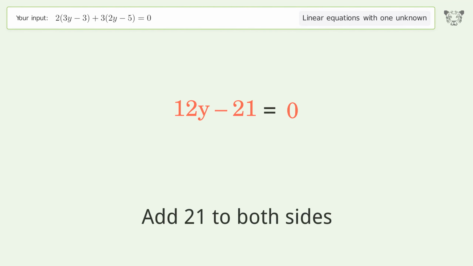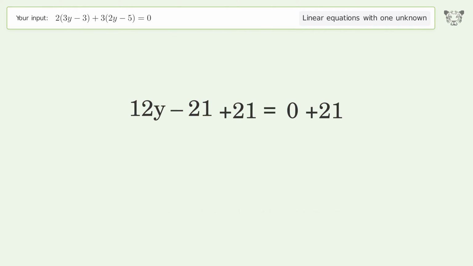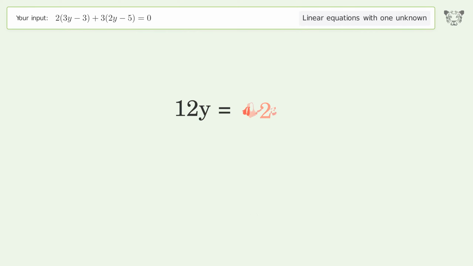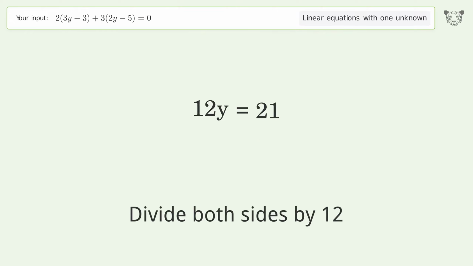Add 21 to both sides. Simplify the arithmetic. Isolate the y. Divide both sides by 12.